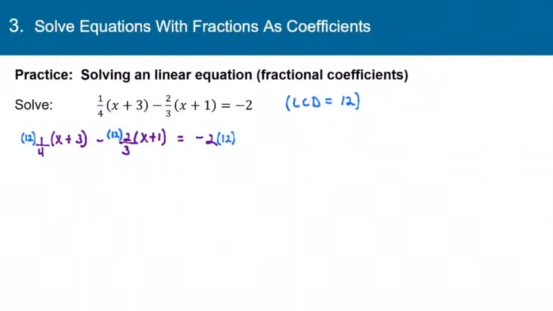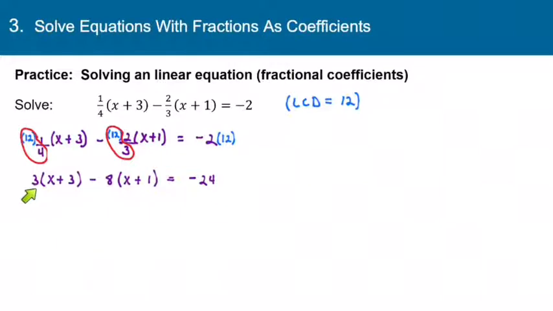Now we simplify. 12 divided by 4 is 3. That 3 times this 1 is 3. So we'll have 3 times x plus 3. And then here 12 divided by 3 is 4. This 4 times this 2 is 8. So I'll have minus 8 times this parentheses. And on the right side, negative 2 times 12 is negative 24.